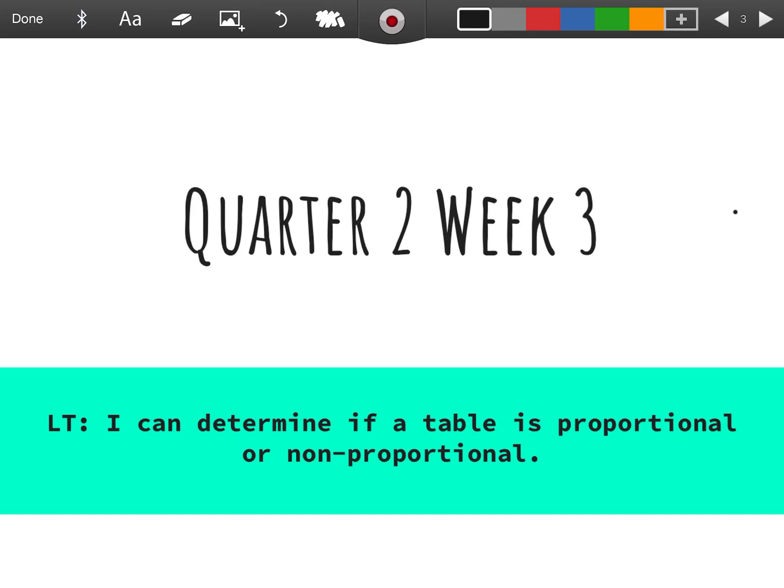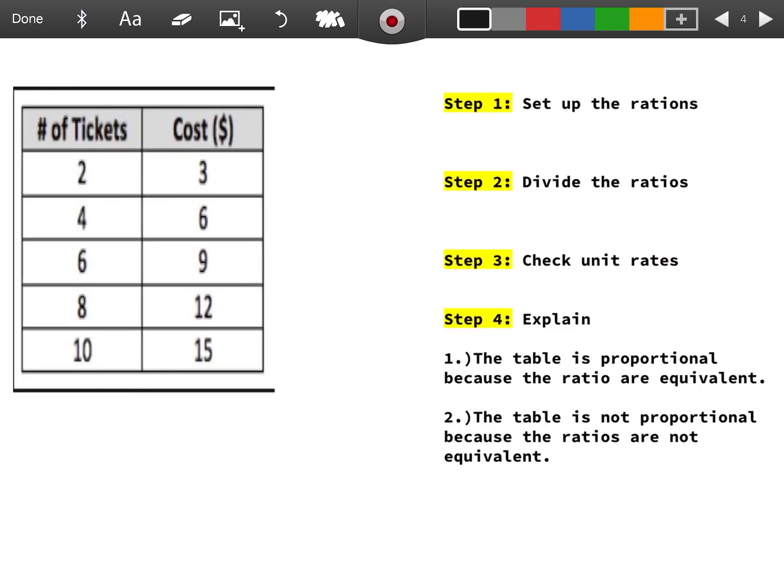Quarter 2, Week 3. Our learning target is, I can determine if a table is proportional or non-proportional. Example 1. Here we have a table. On our table, we have the number of tickets and what they cost. The number of tickets will always be represented by X and the cost will always be represented by Y. When we get to our division, we always divide Y divided by X.